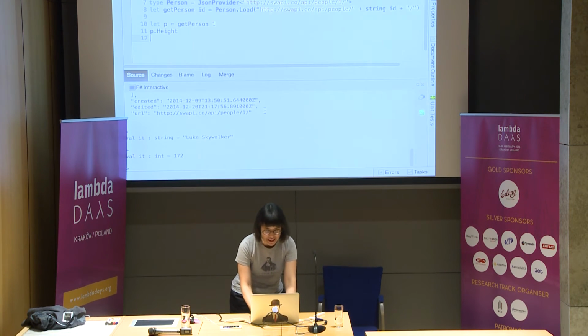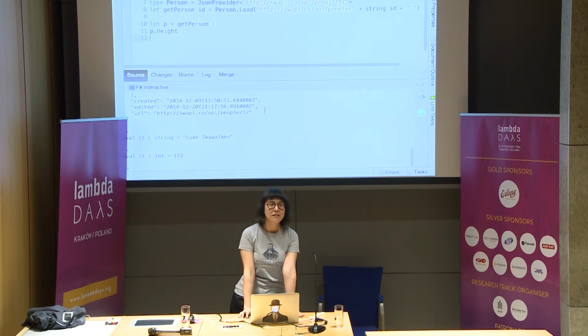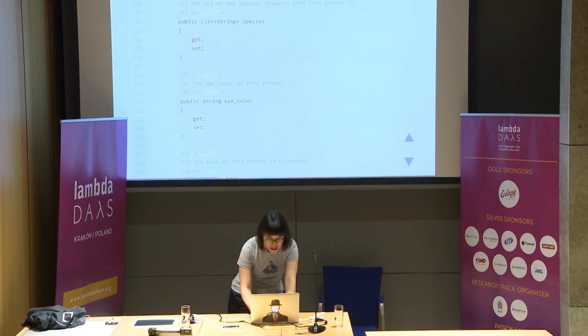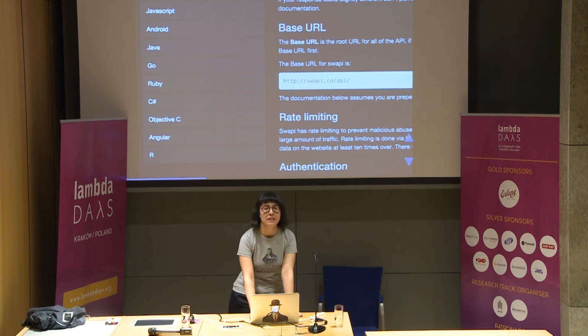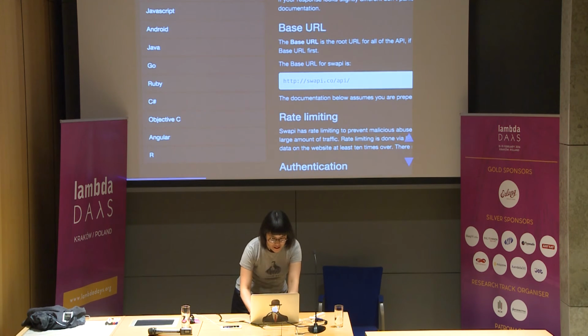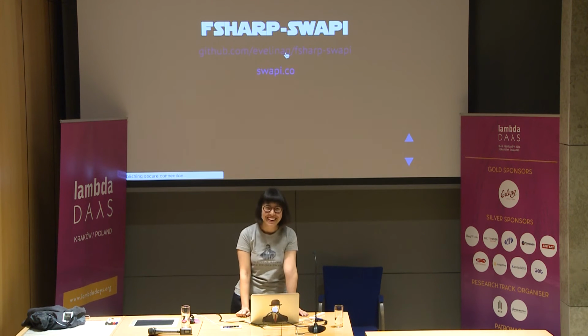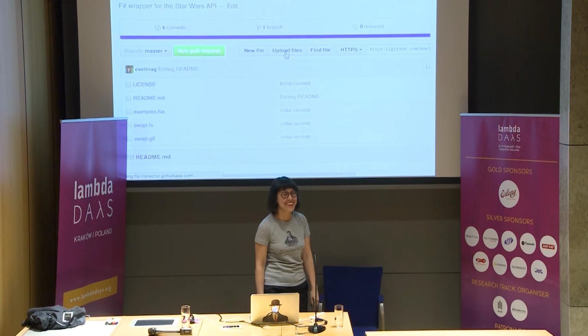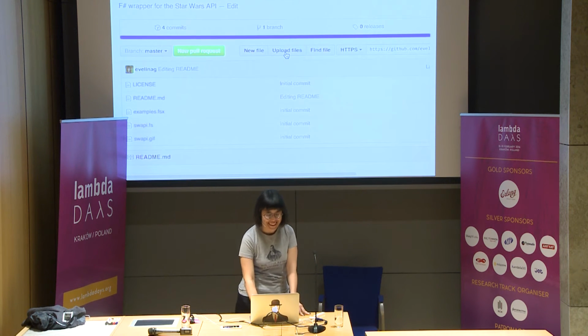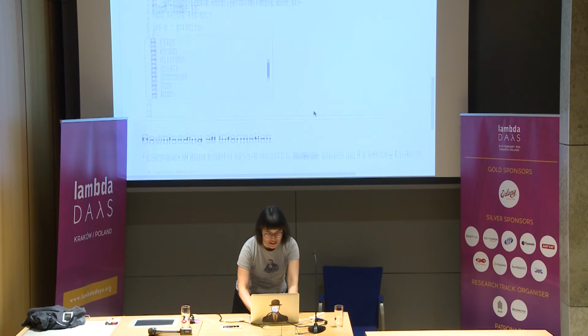So actually yesterday, I apologized to some people who had a talk yesterday, but I decided, well, Swappi has many libraries here, but it's really missing an F# one. So what I did yesterday, I wrote it. Thank you. So you can see it on GitHub. It has some examples here.